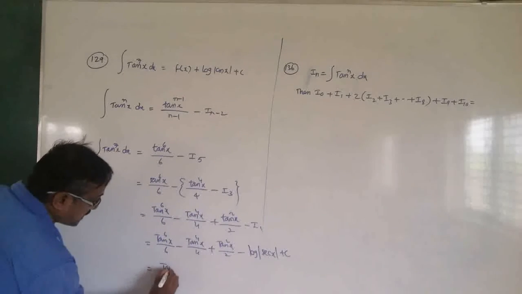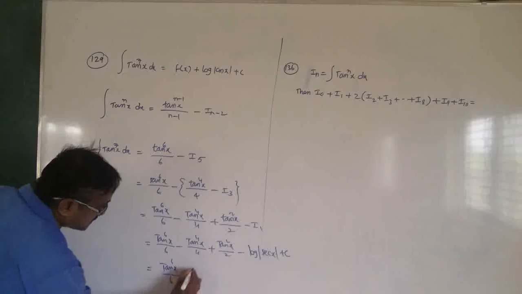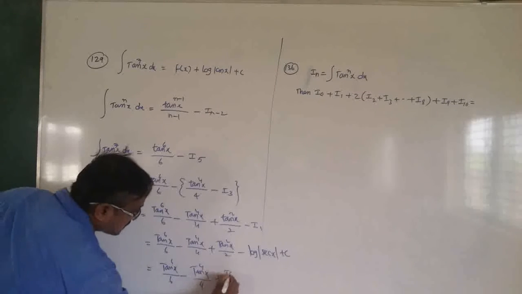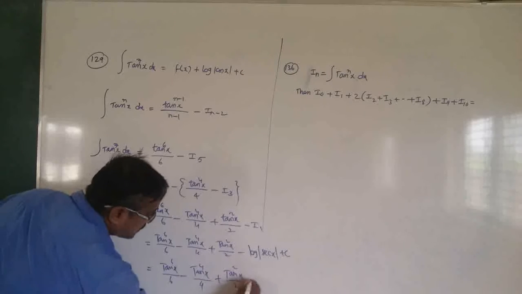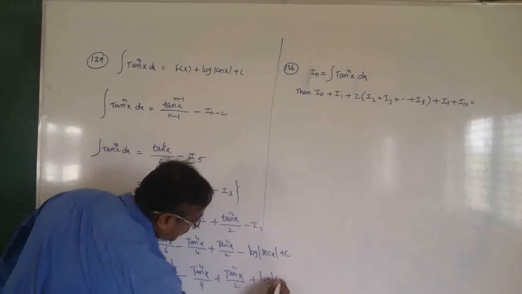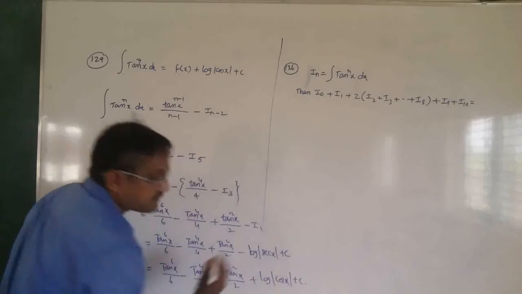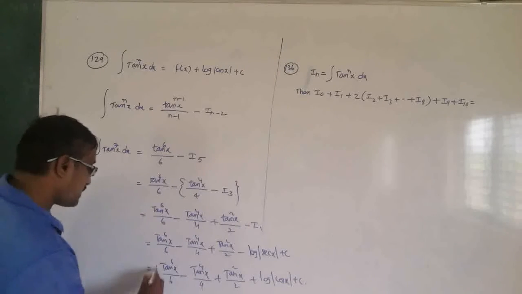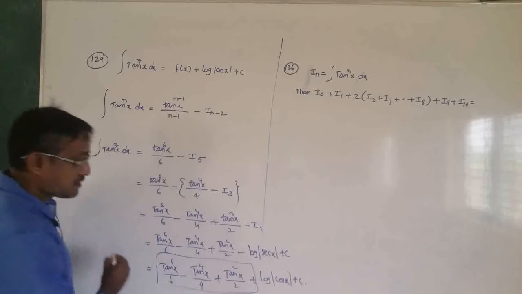So this can be written as tan power 6x by 6 minus tan power 4x by 4 plus tan square x by 2 plus log mod cos x plus c. That is the result. They are asking this function. This is the f of x.